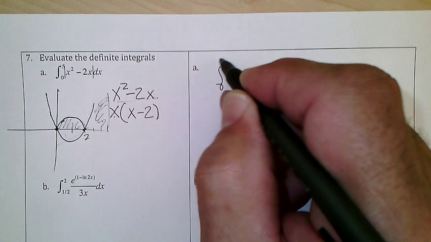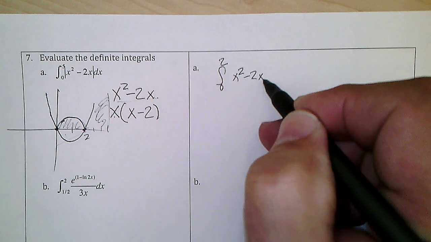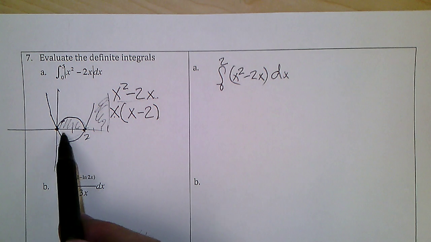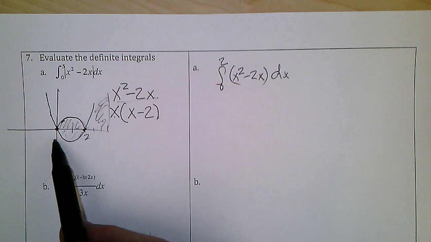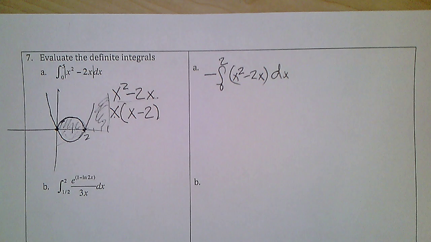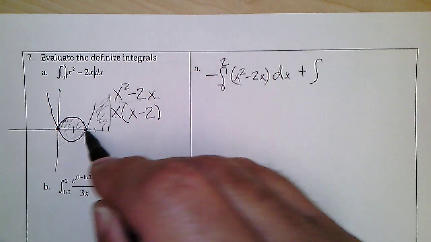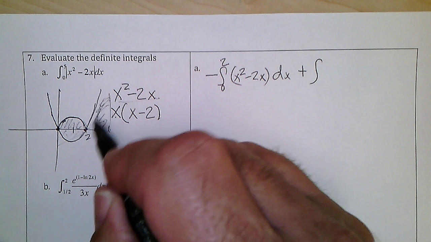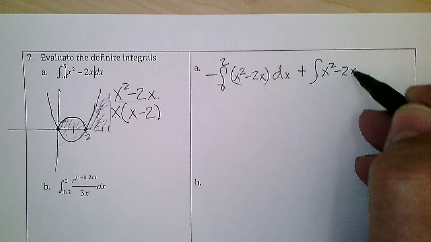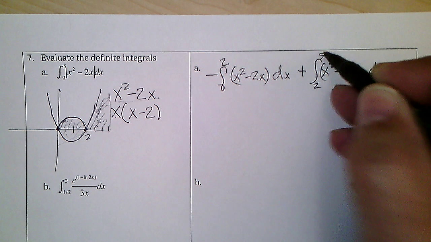The integral from 0 to 2 of x squared minus 2x dx. And that would give us this area. But we want to make it positive because we want this area. So we'd have to put a minus on that. Then add to it from 2 to 5, this area under the parabola would be positive, so we're just going to do the integral of x squared minus 2x dx from 2 to 5.